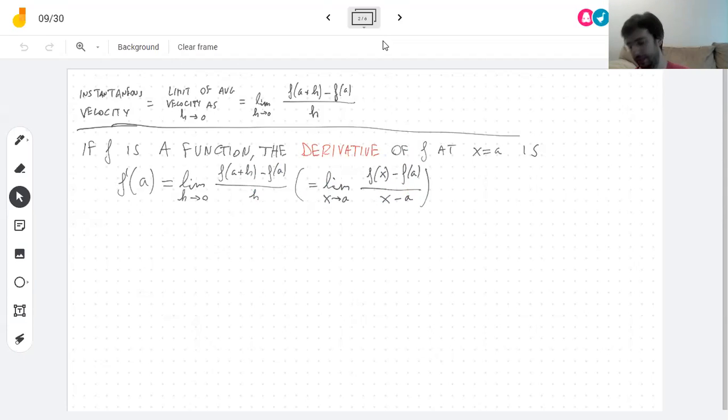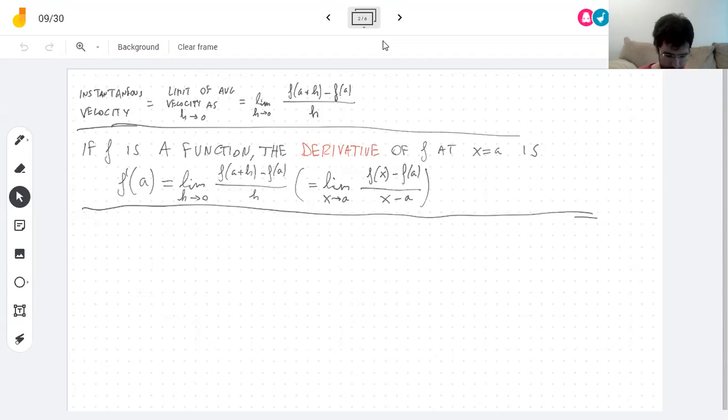So I would say that the instantaneous velocity as you're moving is the derivative of the distance traveled, and I would say that the slope of a tangent line to a graph is the derivative of the function whose graph I'm looking at. So here's an example.